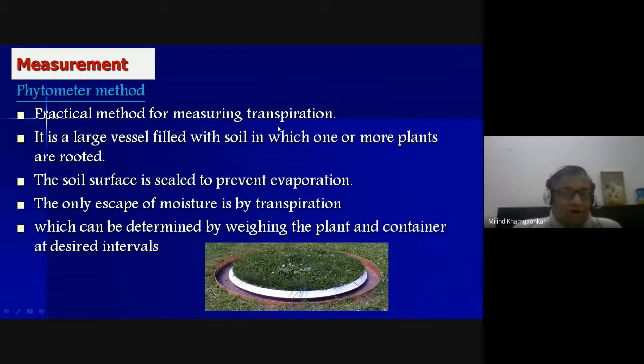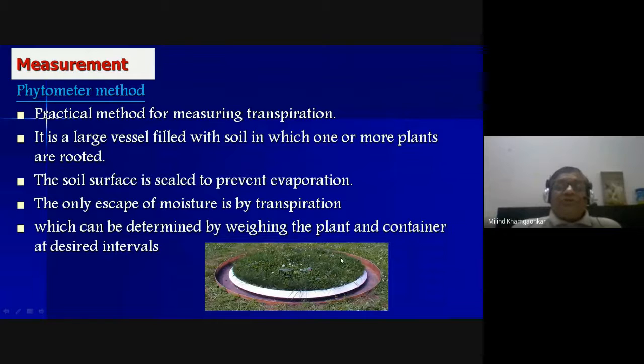In this method, the phytometer is a large vessel, as you can see in the photograph, filled with soil in which one or more plants are rooted. It is like a big container of a large diameter, 1 meter, 2 meters or 3 meters. It is filled with soil. In this we plant grass or some other plants. They are rooted there. The soil surface is sealed to prevent evaporation.